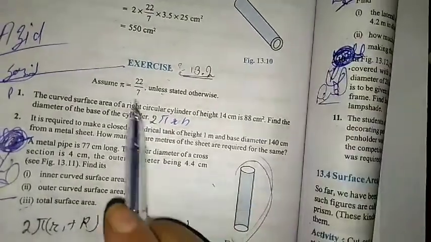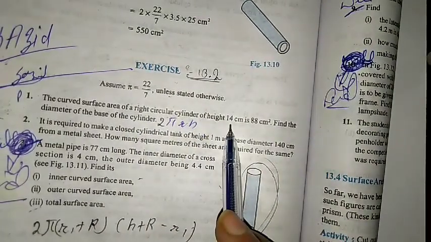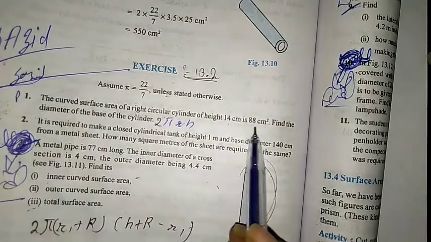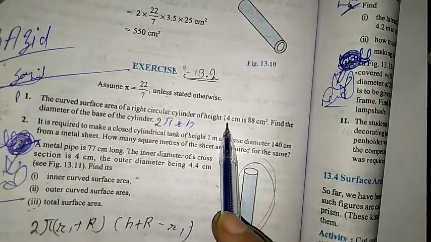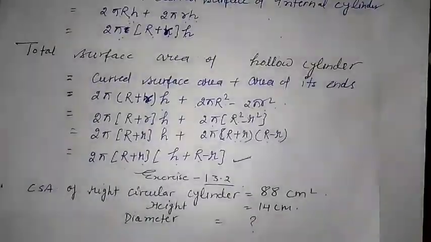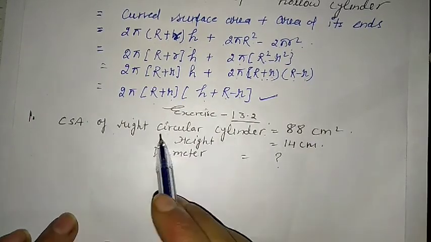Now let's begin the exercise. That is the 13.2. The very first question is here. The curved surface area of a right cylinder of height 14 centimeter is 88. Total curved surface area is given to us as 88 and the height is given 14 centimeter. Find the diameter of the base of the cylinder. So this we are having CSA of the curved right circular cylinder.